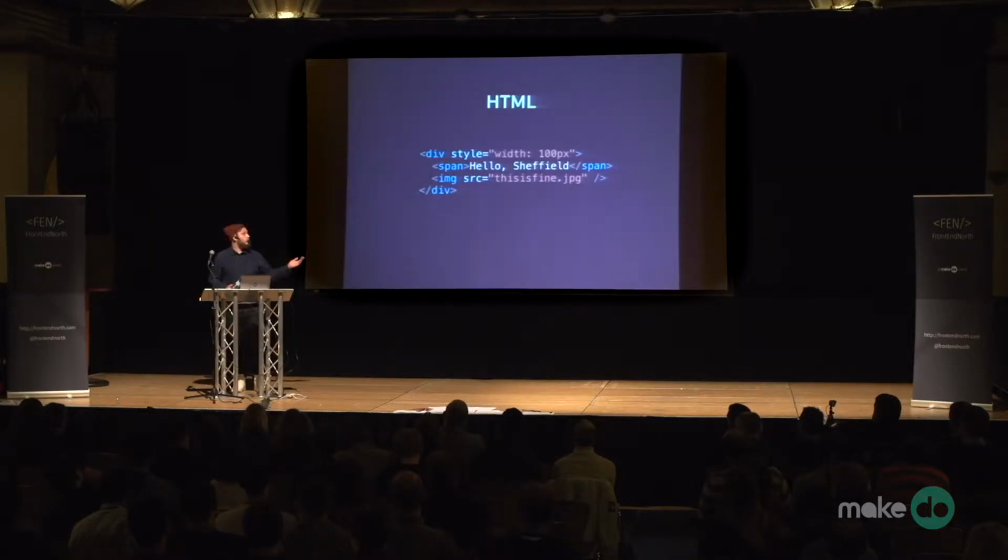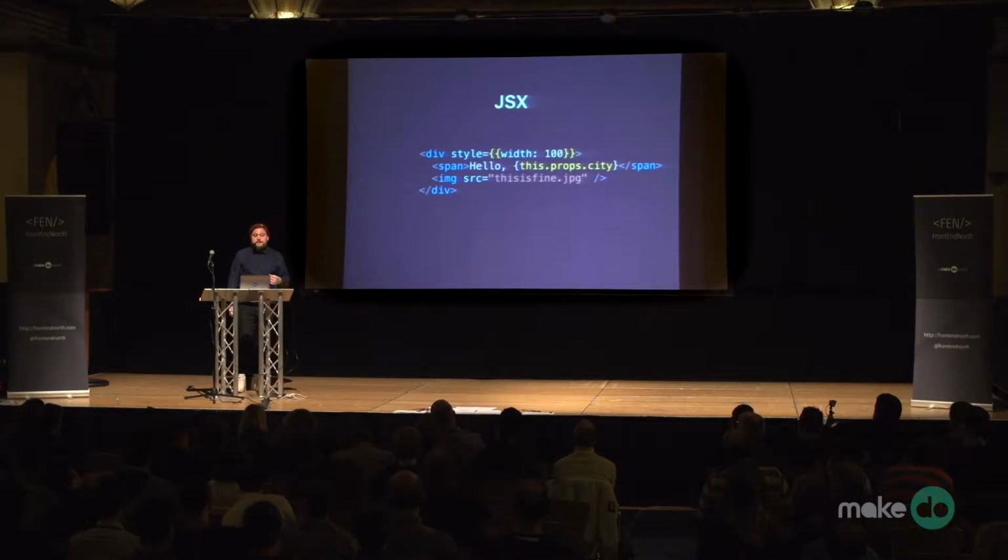So this is HTML. Hope you can read that. It's a very simple fragment of HTML. We have a div. Inside there's a span that has some text in it, and then we have an image. Very, very simple. Now in React, this looks almost identical. We define UI in syntax called JSX. The only change really is that instead of defining our style as a string, it's now an object. And because this is a dynamic expression, we can interpolate values in there. And here, just for example, I've passed in the city as a property instead of hard coding it.